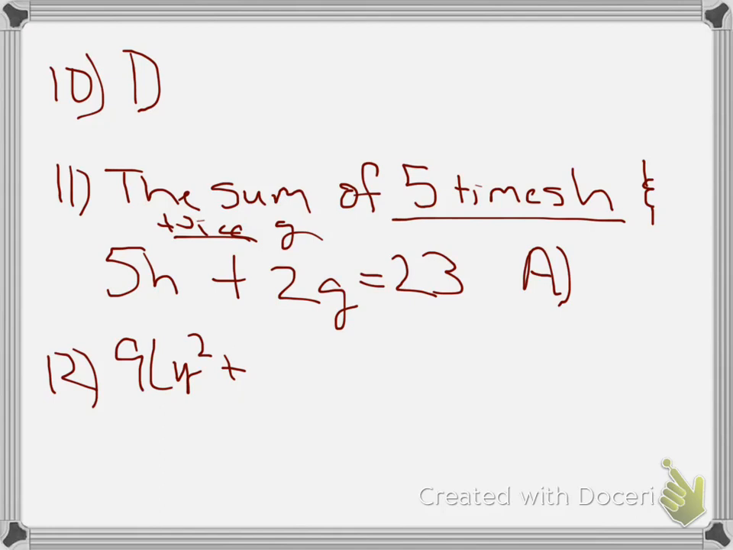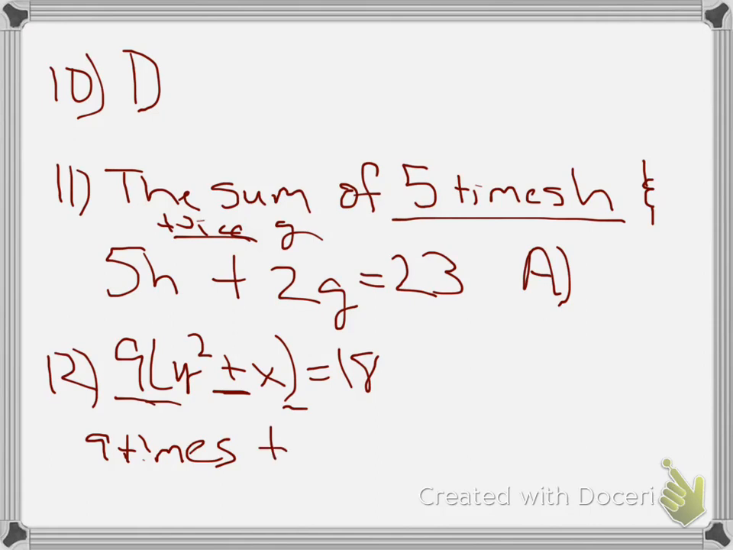Translate each into a sentence. Number 12. And notice here, what's the 9 multiplying? It's multiplying a sum that's in parentheses, so I should say 9 times the sum. I'm looking for something that says 9 times the sum, which is D. I can just answer it from there; I don't even need to read the rest. 9 times the sum of y squared and x is equal to 18.